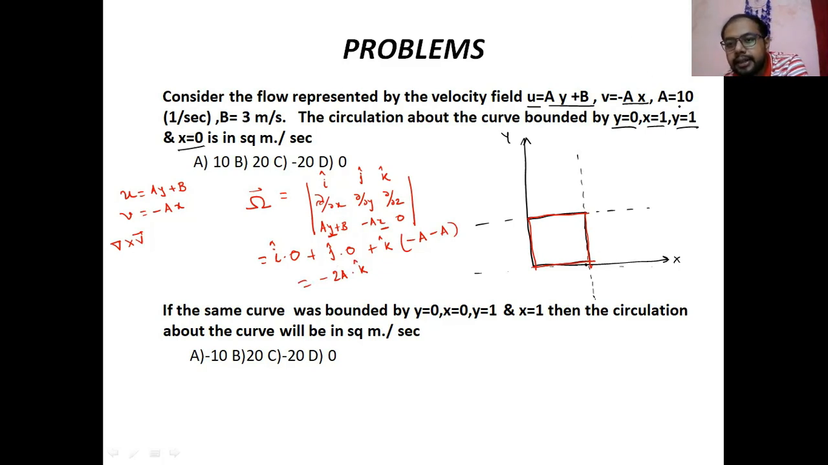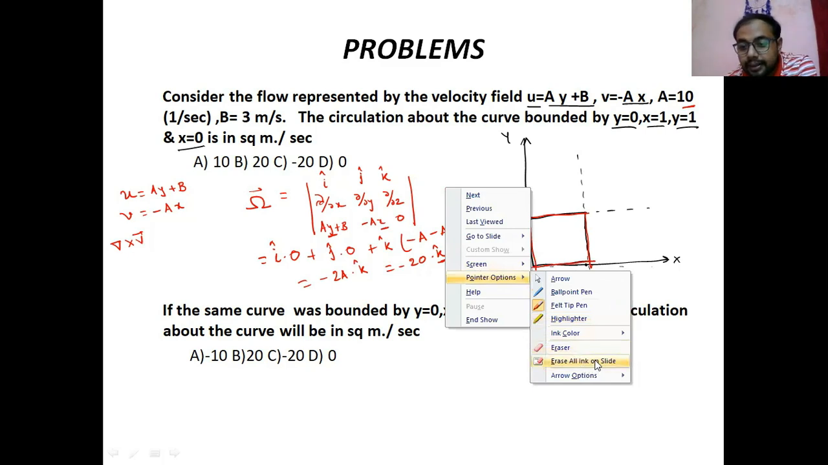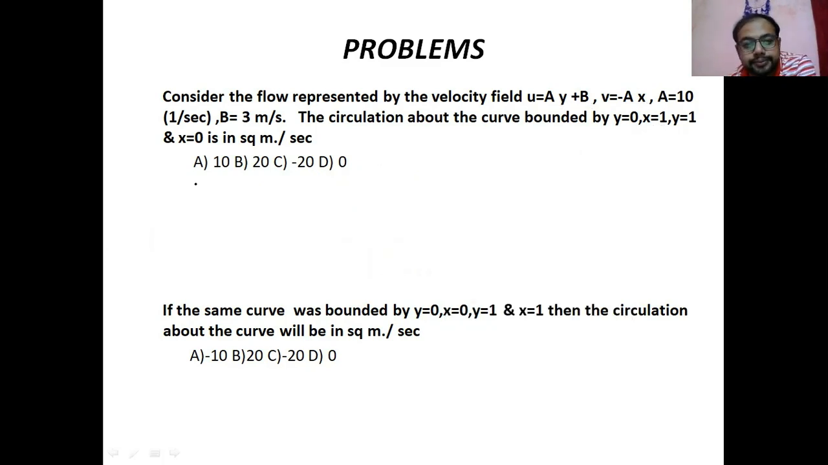A is already given as 10 per second. So minus 20. So we are getting the vorticity vector here, minus 20k, by this calculation. The simple curl operation we are doing here. So there is no change of the vorticity vector. Now the change will come in this way. So vorticity vector minus 20k.